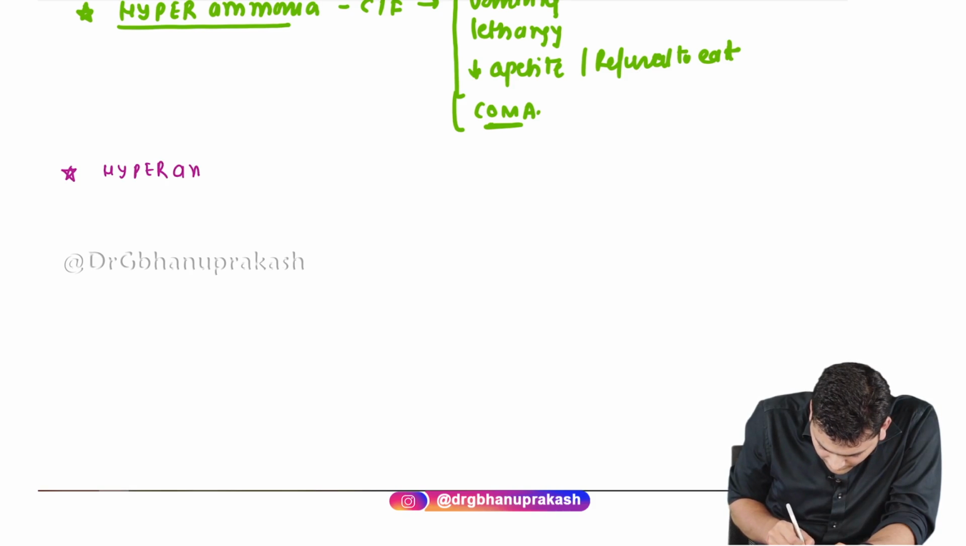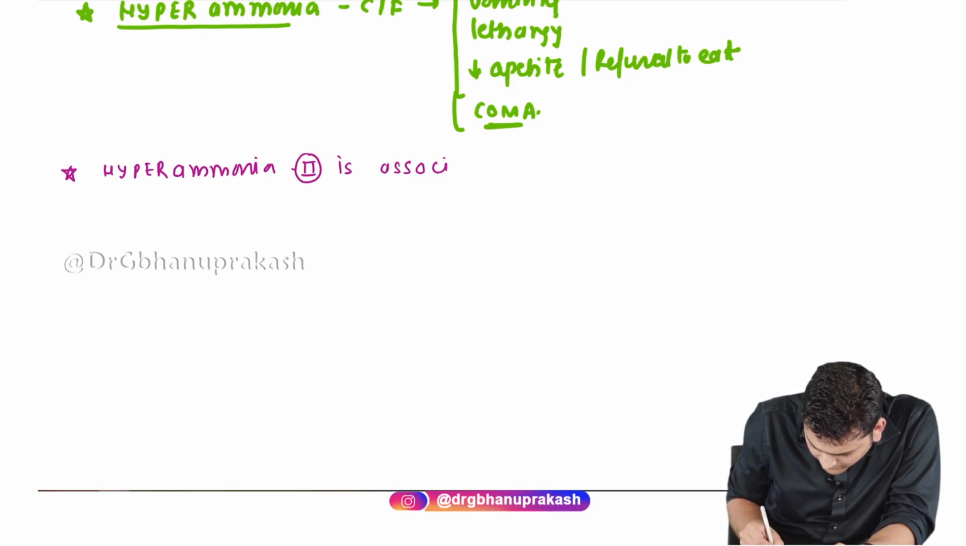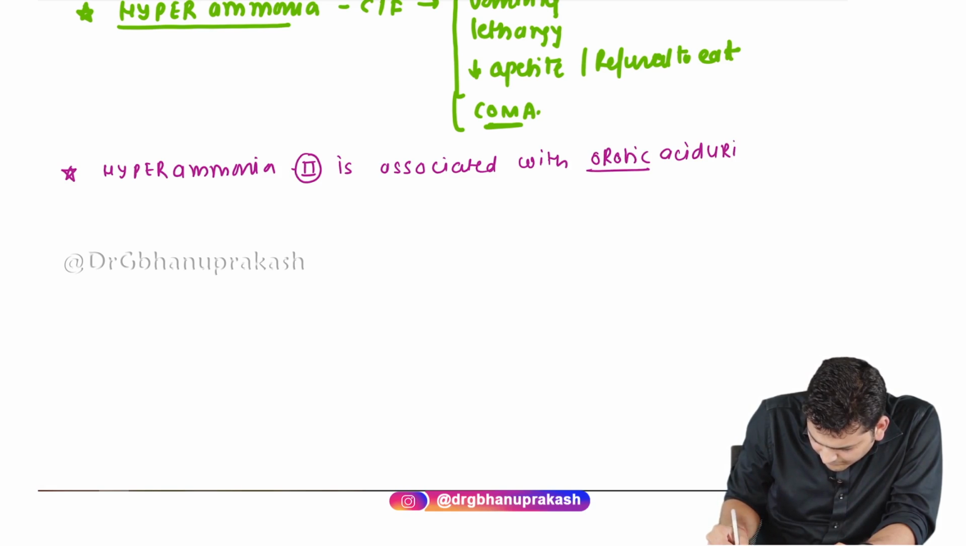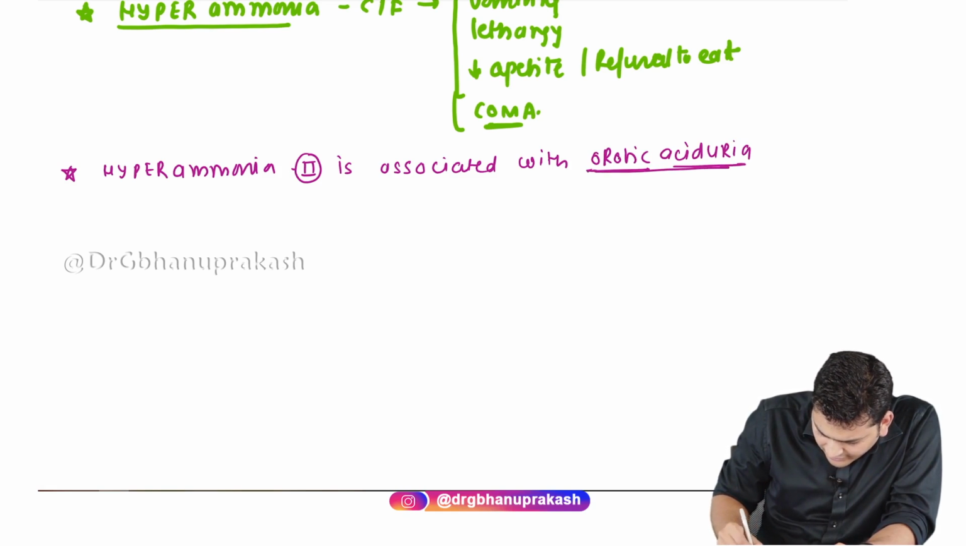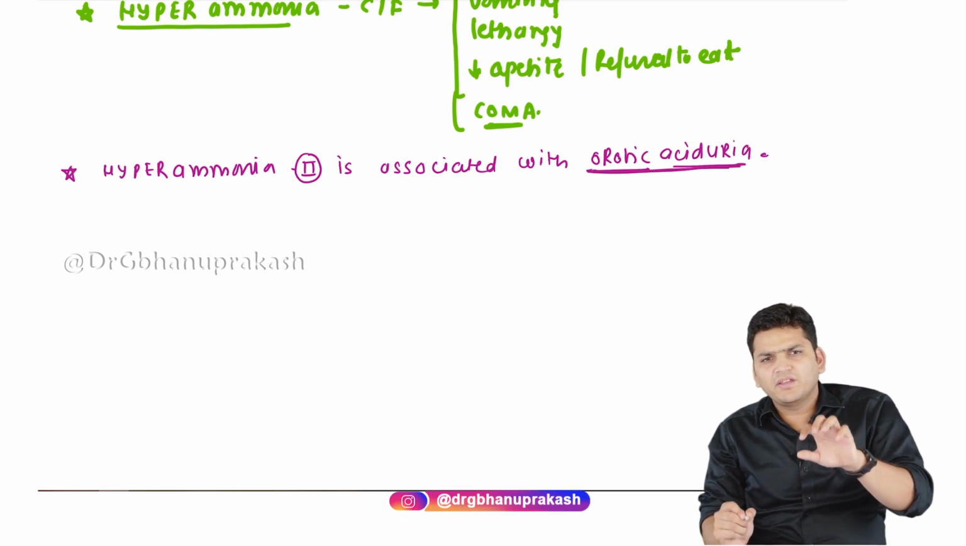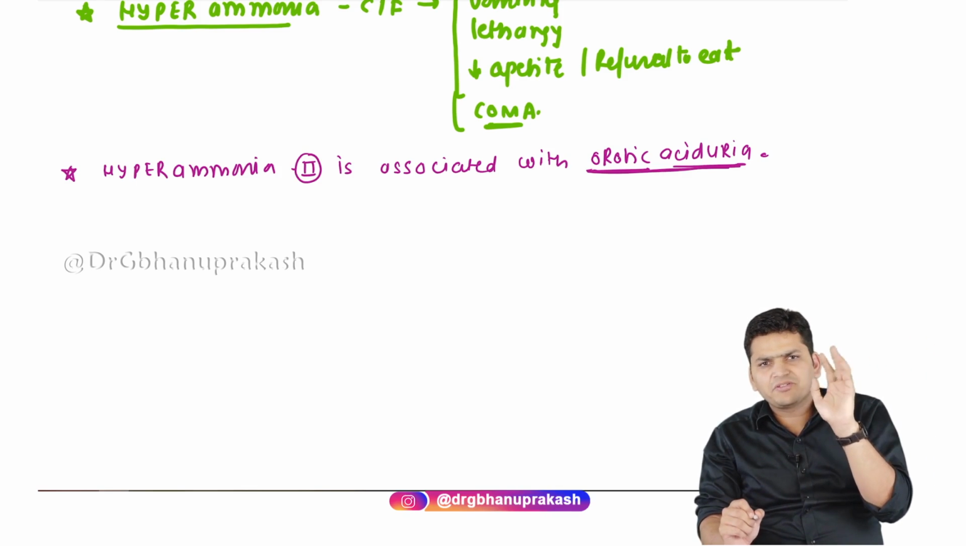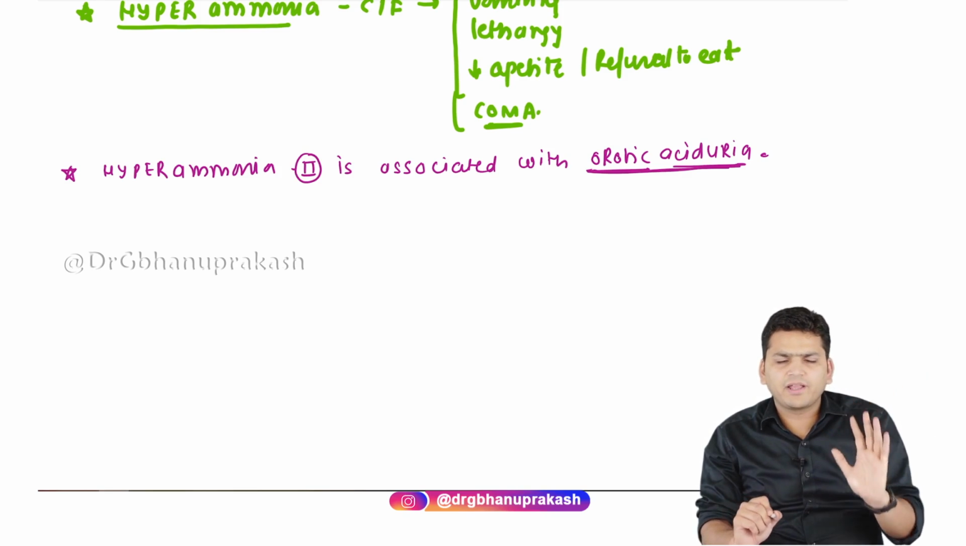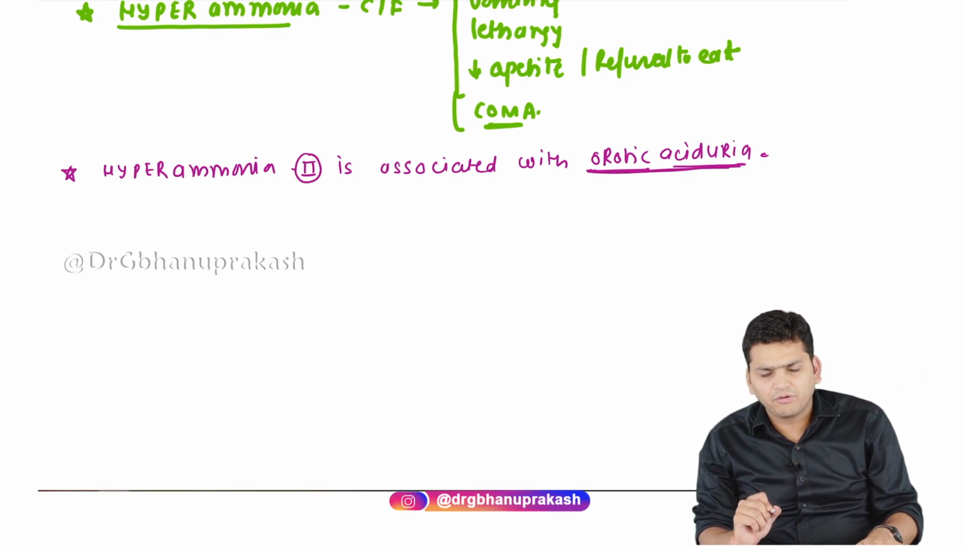Hyperammonia type 2 is associated with orotic aciduria. This is the additional finding that you are going to see in the question. So if the question says hyperammonia along with orotic aciduria, you will say type 2. If there is no orotic aciduria, only hyperammonia, you will say type 1. So it is very easy and straightforward.